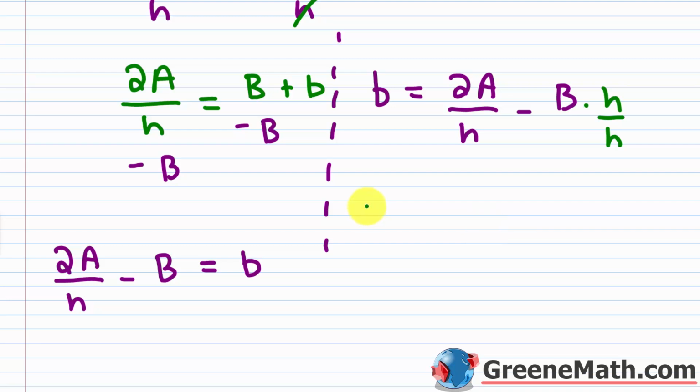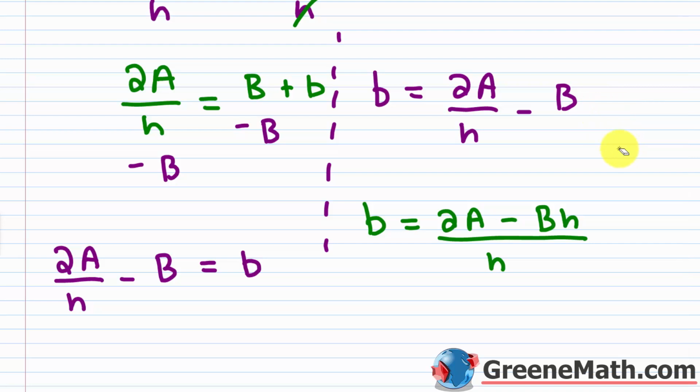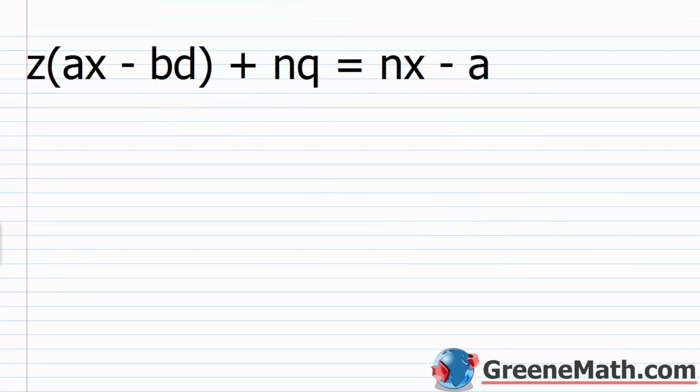So I can write this as lowercase b is equal to 2a minus uppercase b times h, all over the common denominator of h. Or again, it's the same thing if you say lowercase b is equal to 2a over h minus uppercase b. All right, let's look at some other problems.